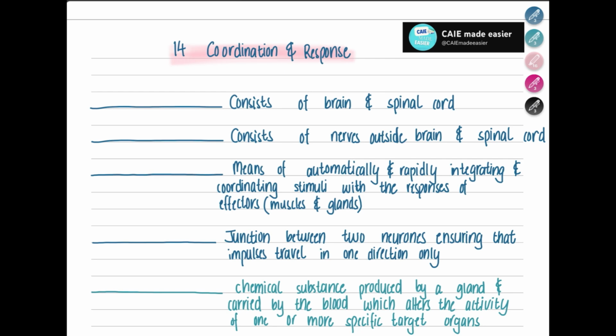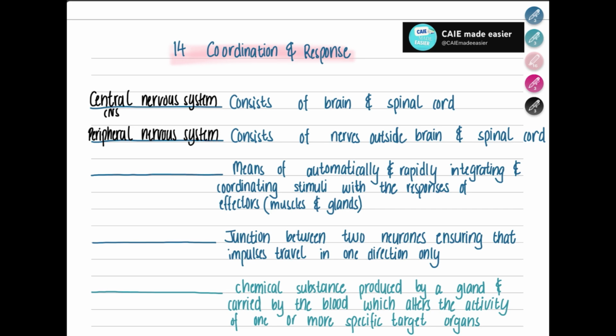Okay, unit 14, coordination and response. Consists of brain and spinal cord. So this is going to be our CNS, the central nervous system. You know our nervous system is divided into two parts, central nervous system, which is known as CNS, and PNS. This is CNS. Consists of nerves outside brain and spinal cord. That is PNS, peripheral nervous system. Make sure that you memorize all of these definitions for biology.